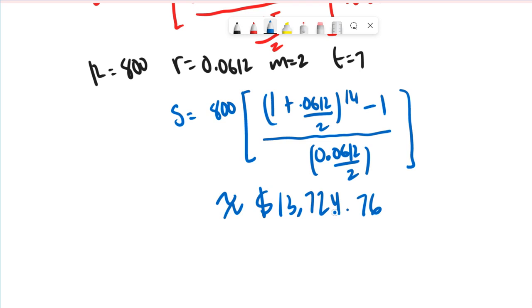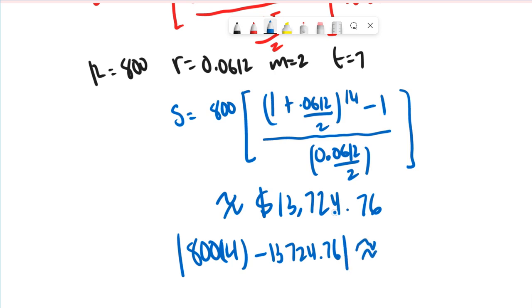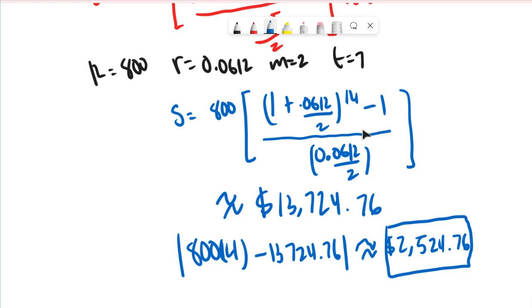So if I wanted to know the amount of interest, I'm going to have to take the 800 multiplied by 14 and subtract, let's take the absolute value, 13,724 and 76 cents. When you do the difference, you should get 2,524 and 76 cents. So this is our amount that's earned in 7 years.